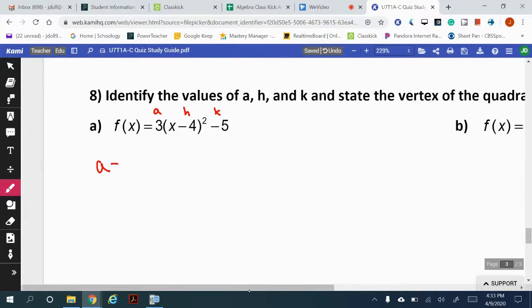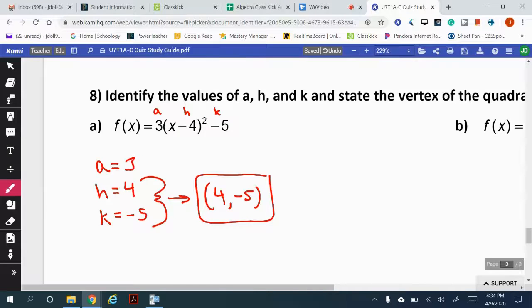And we've got to remember that one way to think about this is that H is going to be the opposite of what it looks like, and K will be exactly what it looks like in the equation. So A is clearly 3. Now, H looks like negative 4, but that should tell me H is positive 4. K looks like negative 5, so K is indeed negative 5. So we've identified A, H, and K, and now we need to do the vertex. Well, the vertex is really easy, guys. It's just the H value and the K value as an ordered pair.